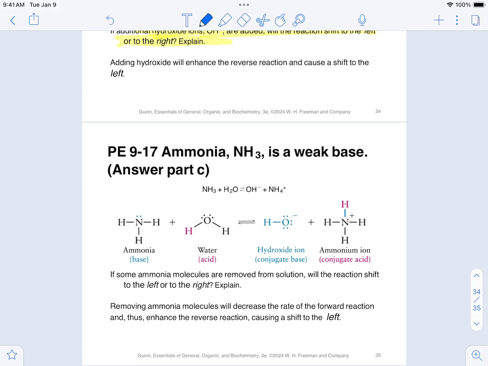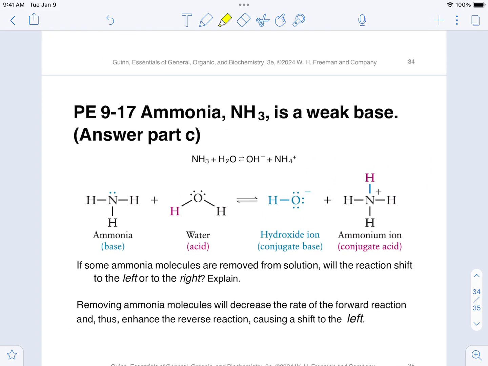And the last part, C, says, if some ammonia molecules are removed from the solution, will the reaction shift to the left or right? Find ammonia, so that's this one. If we are removing that, we need to get more of it to replace it. So we need to produce more ammonia because we got rid of it. So we still need to shift to the left. The reverse reaction needs to occur.